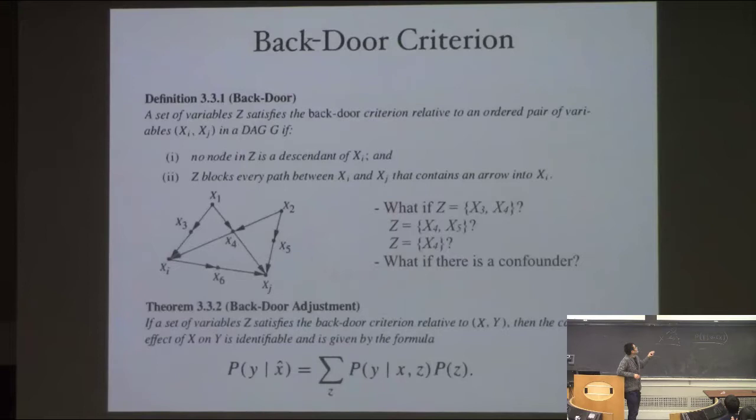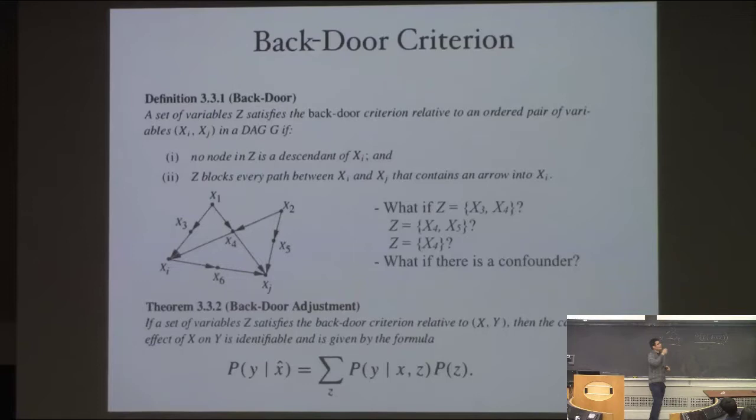Essentially, we can see the following thing. If a set of variables Z satisfies the so-called backdoor criterion relative to X, Y, then we can identify the effect of X on Y by making use of this. I already gave this equation. Over here, if you calculate the conditional distribution, then this is the probability of Z given X, right?